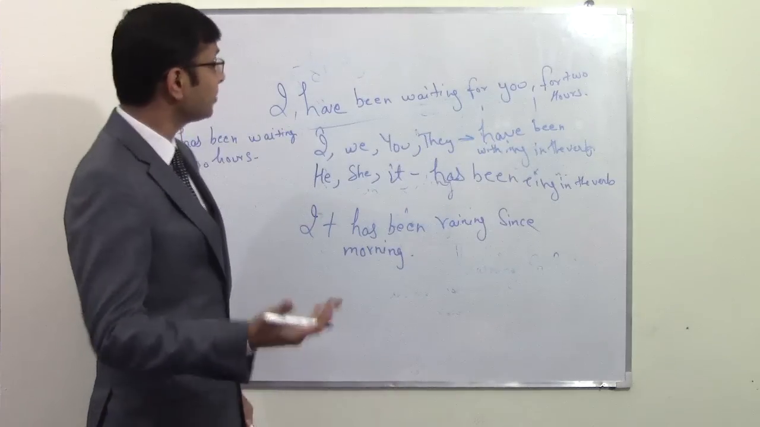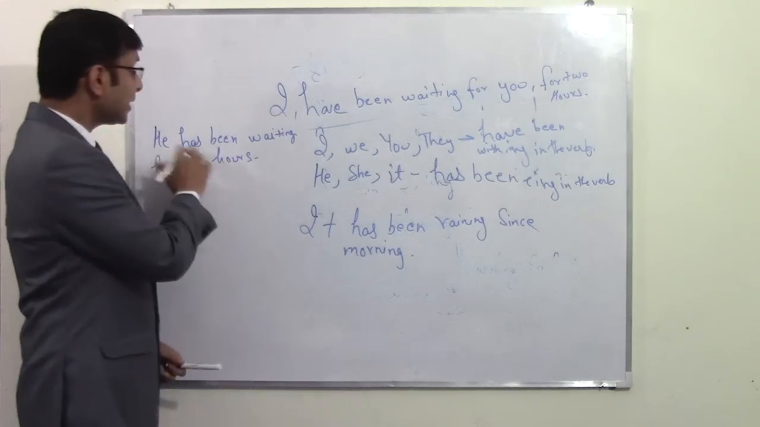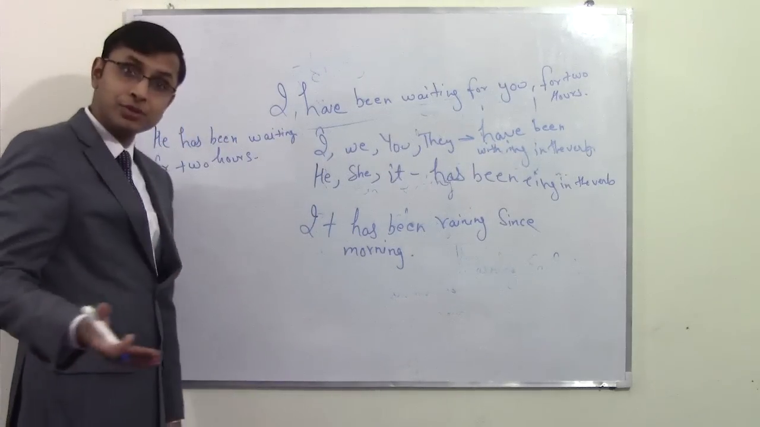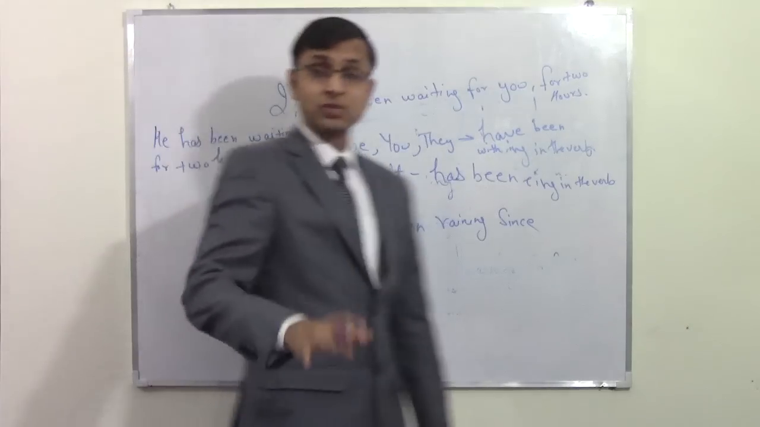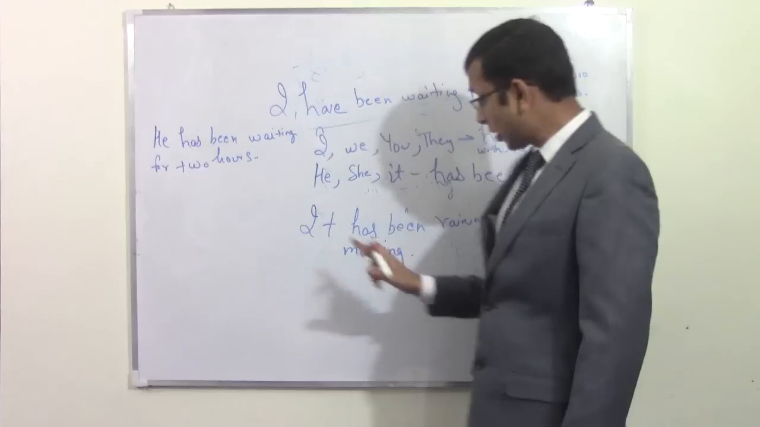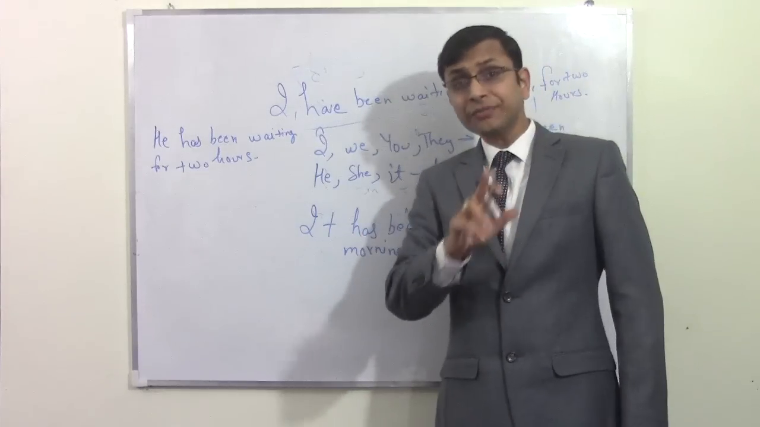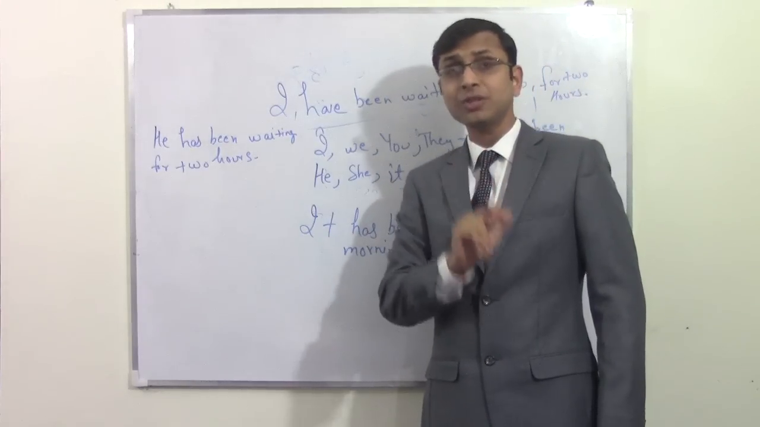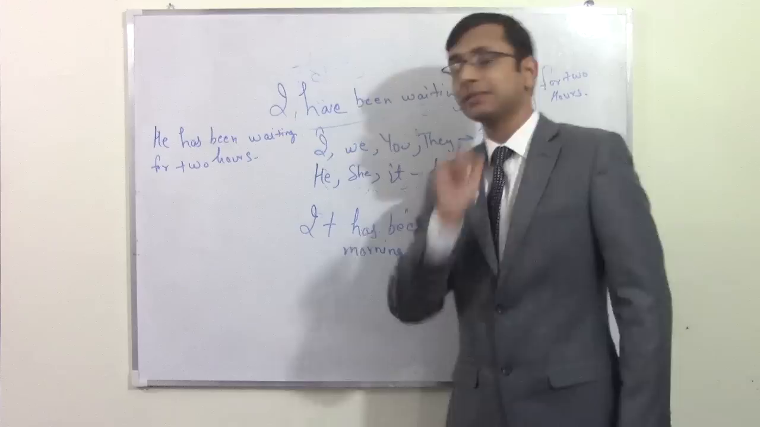What's the difference? Normally people say, he has been waiting from 2 hours. Basically that's wrong English, so you don't have to say from 2 hours, from 3 hours. It's always for or since. And now I'll tell you the difference between for and since. When do we use for and when do we use since?